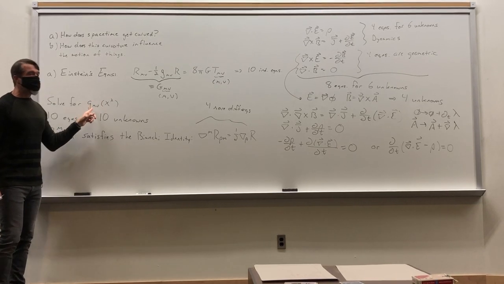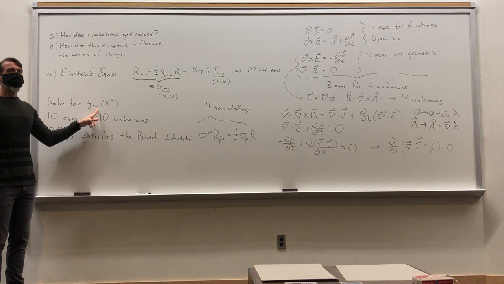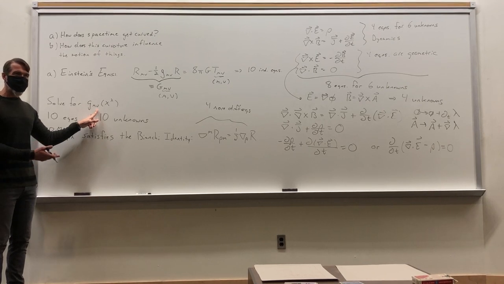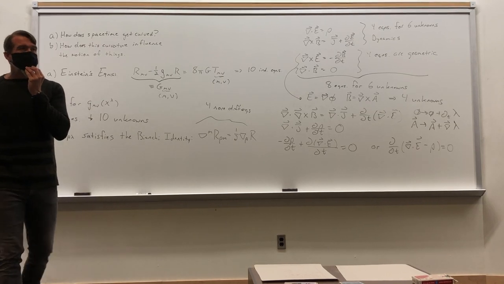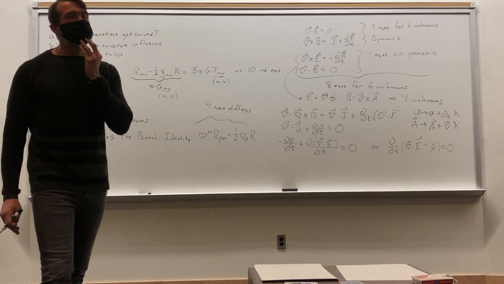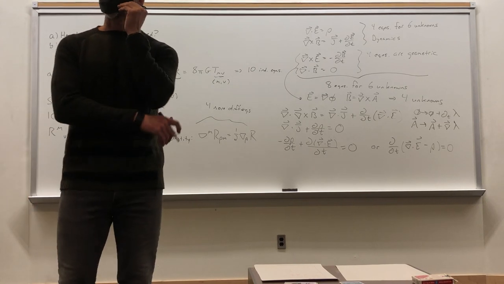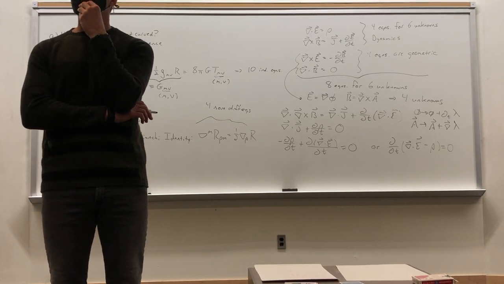If we solve and find the metric in a particular coordinate system, we can always change the coordinates, and that will change the form of the metric. How many coordinates do we have to deform? 4. So what I'm trying to point out to you is that there is a gauge symmetry in general relativity. It's called coordinate transformation.